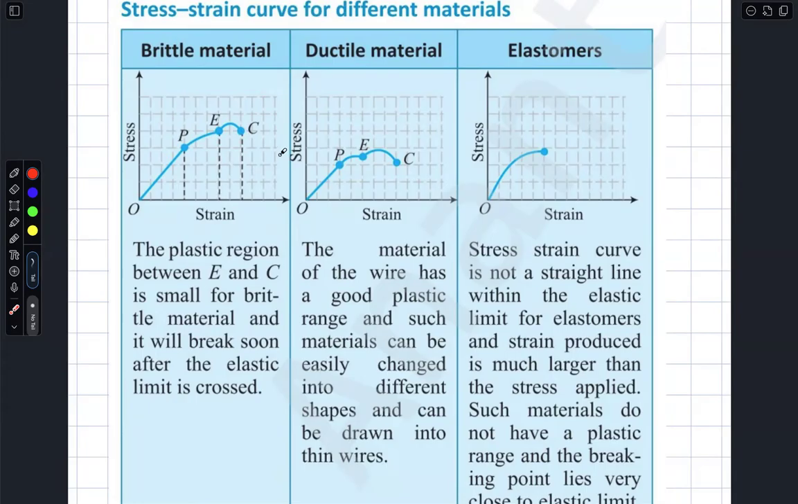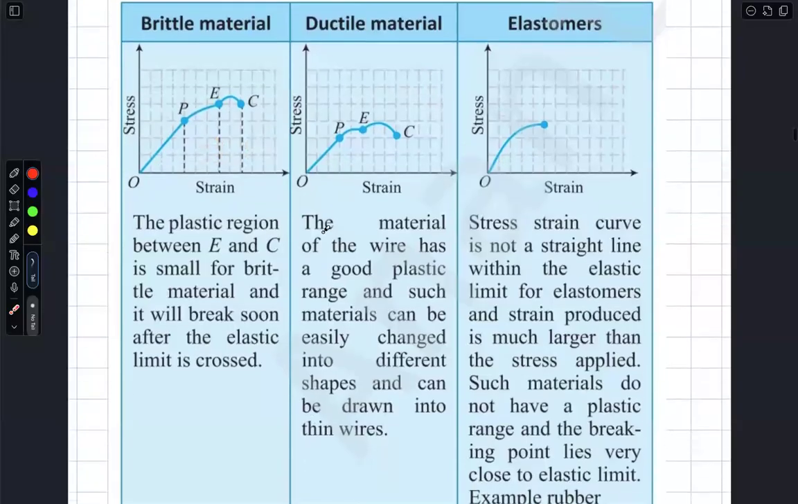For example, you take glass. If you plot the stress strain graph for glass, the gap will be narrow. The region between E and C will be narrow. That is the reason why they break immediately after the elastic limit is crossed. In our graph, I told you this is the proportionality limit, this is the elastic limit. After that, the gap is very small. The region is narrow. Such materials come under brittle materials.